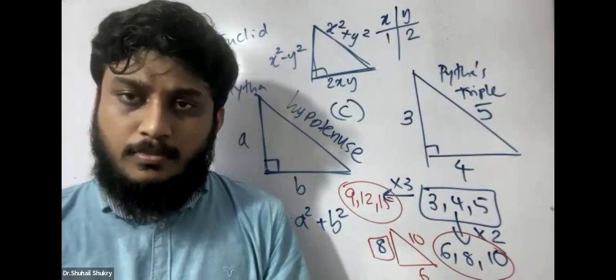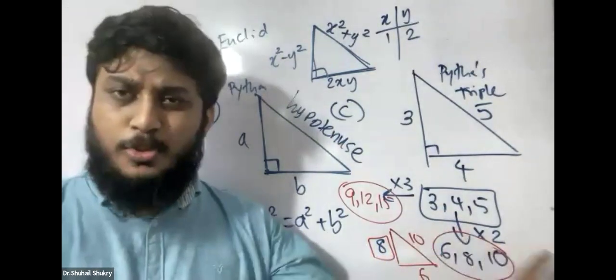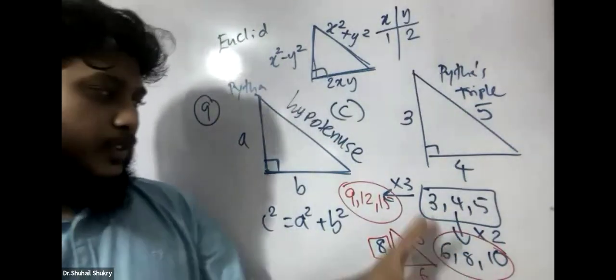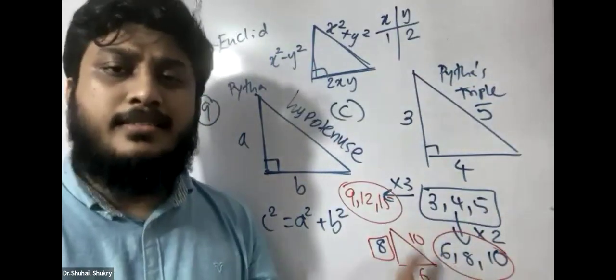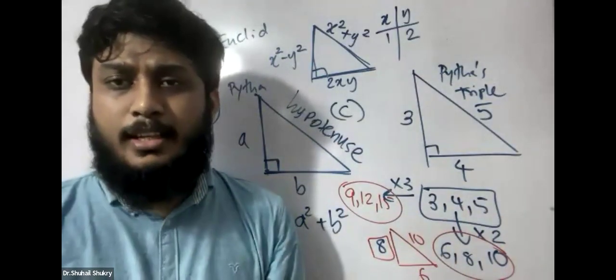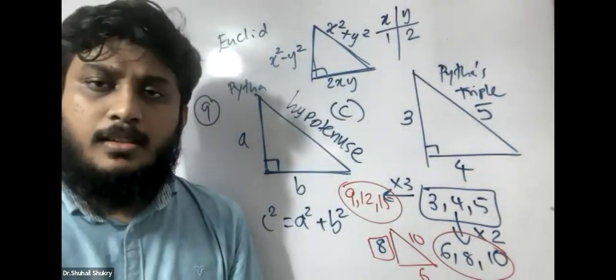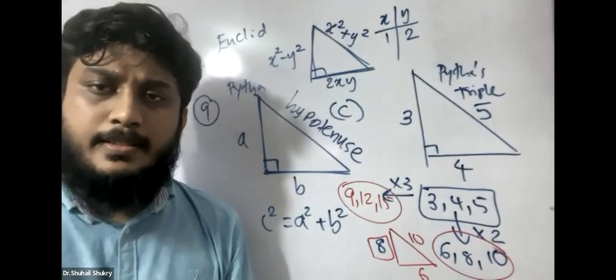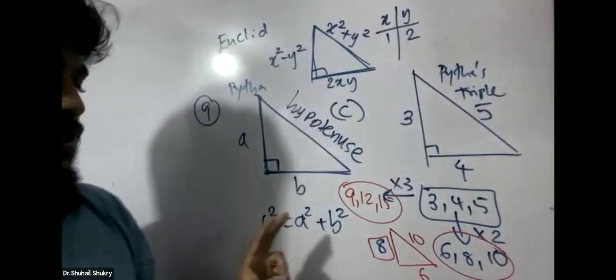Even 6, 8, 10 you can get by multiplying by 2, and then you also get a connection for a Pythagoras triple. Whatever product you get from 3, 4, 5, you can multiply that product also by any number. No problem. Complete these things well. So these things are fine.